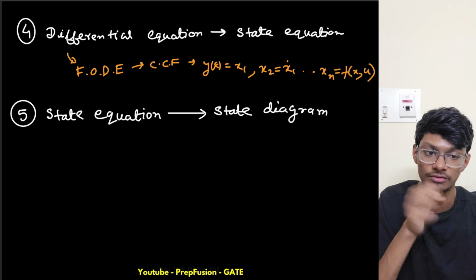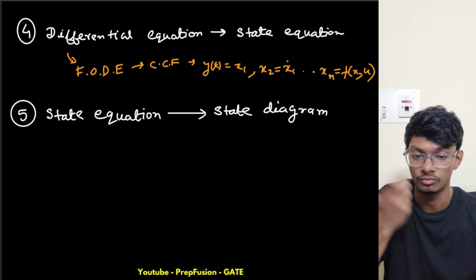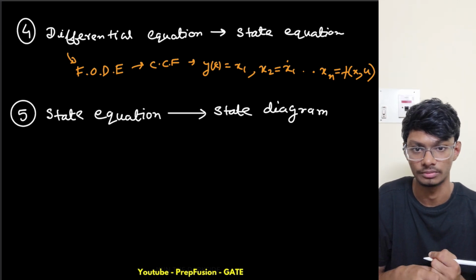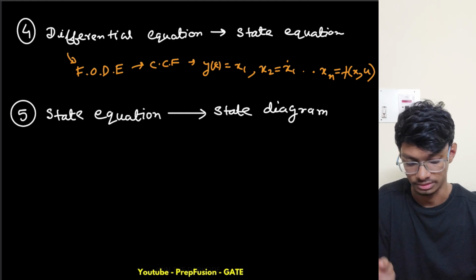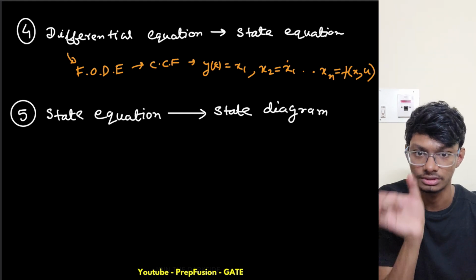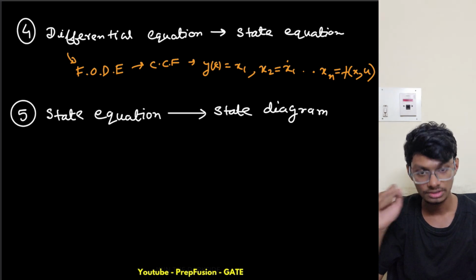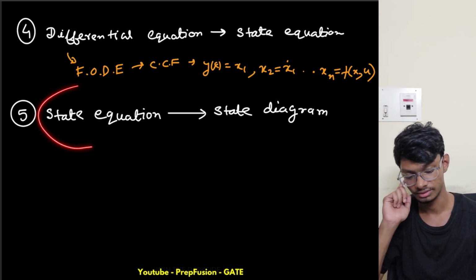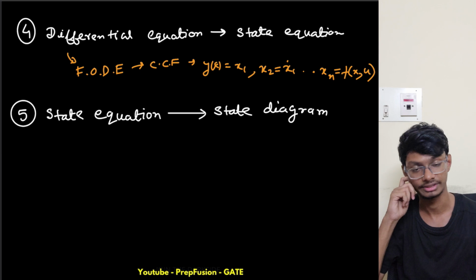Okay, it will be a function of all the state variables and the input. So yeah, this is how we used to solve using controllable canonical form, CCF basically. This is how we used to convert the differential equation into the state equation. Next, what we used to do was convert the state equation to the state diagram basically.